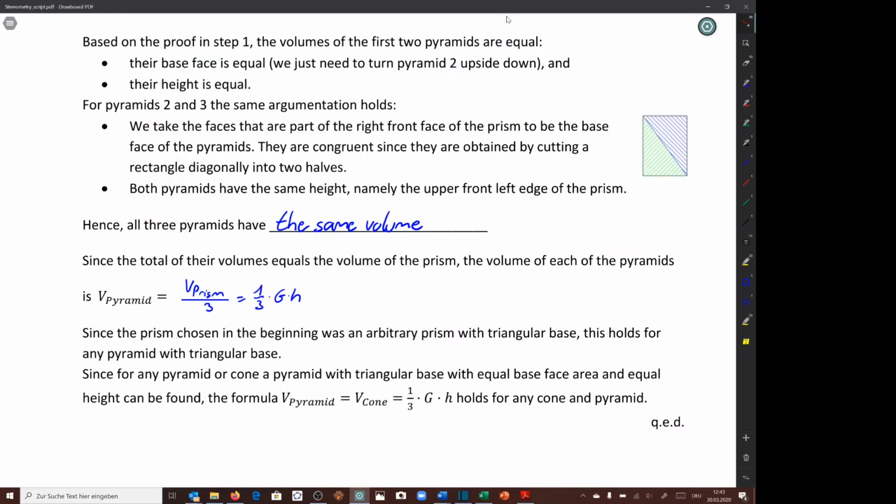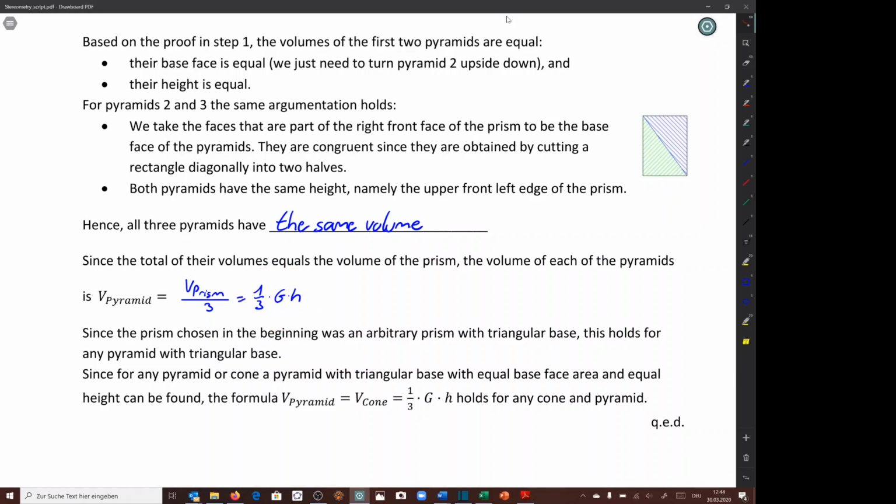The three volumes add up to the volume of the prism, so each of them has 1/3 of the volume of the prism, and we get the formula that we wanted to prove, 1/3 times g times h. The prism we chose in the beginning was an arbitrary prism with triangular base. So what we have shown is that any pyramid with triangular base has this volume.